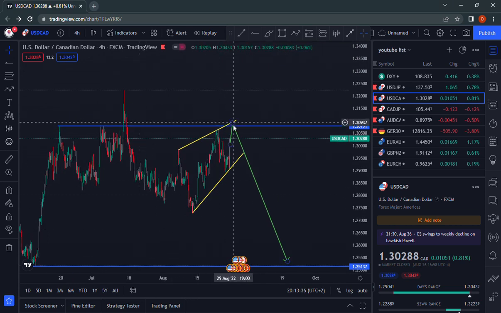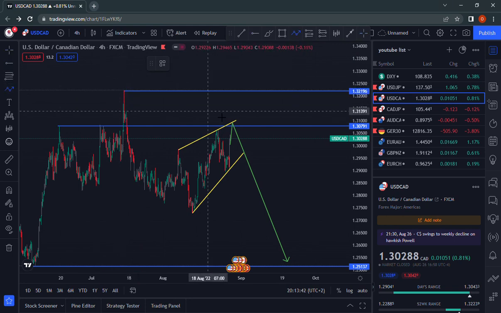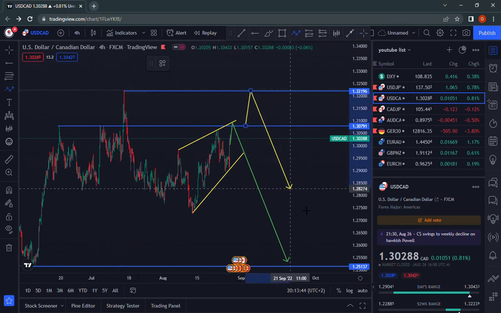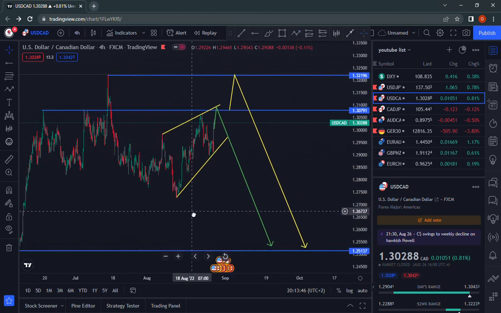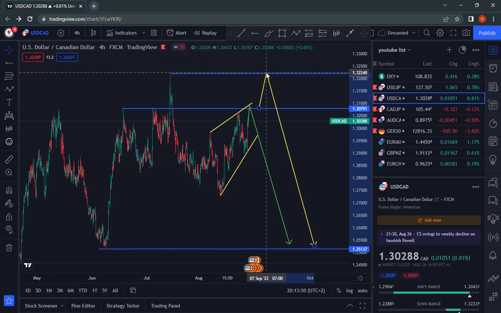And then if that does not happen, the second variation is that this price can go and do the same thing just like other USD pairs. It can go and give us a double top there and go down. So the double top would be my yellow.